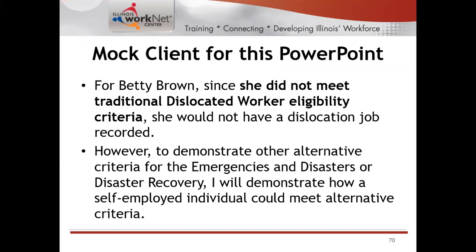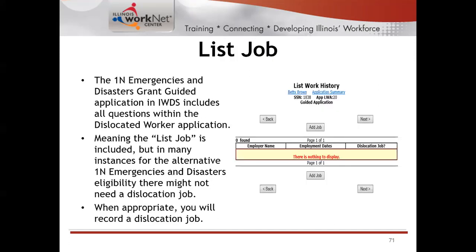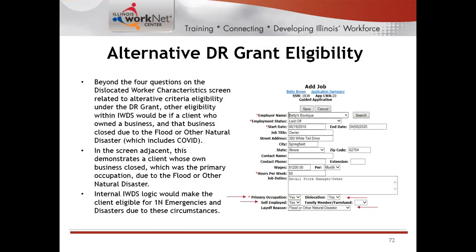So in this particular case, even though this client has met that alternative criteria, I also wanted to demonstrate some of the other alternative criteria. This particular client doesn't have a dislocation job, but I'm going to show you now for a mock client who is self-employed, and they've lost, they're considered now more underemployed because their business has slowed down. So I'm going to show you how that can be recorded in IWDS. So you'd go to the traditional list job screen. In this case, it was Betty's Boutique. She was the owner, and it closed down.